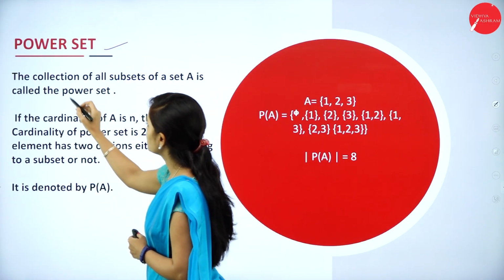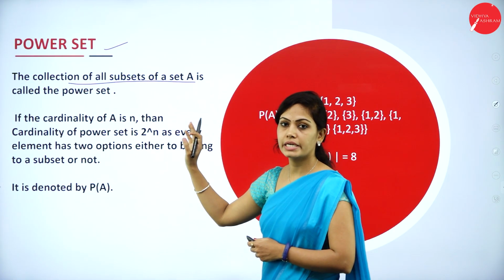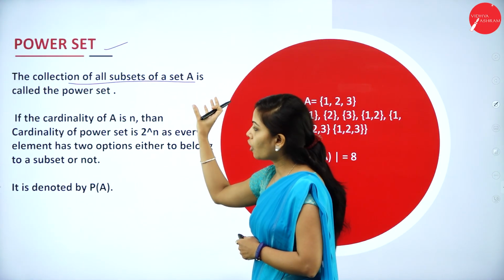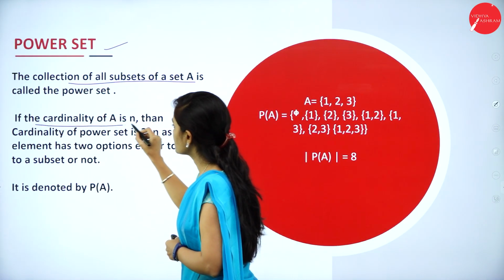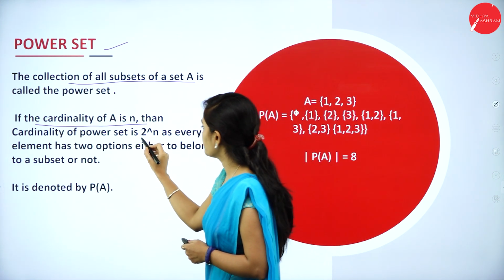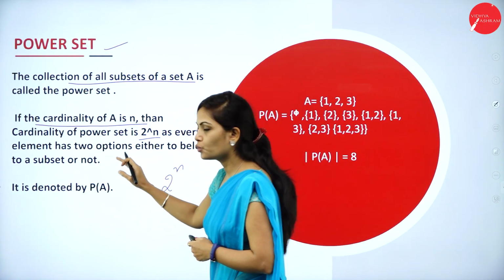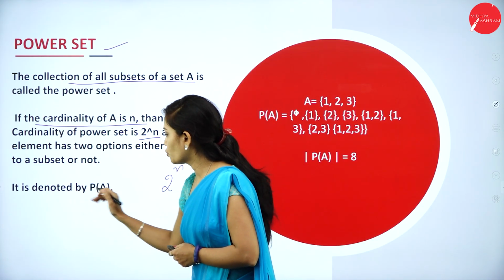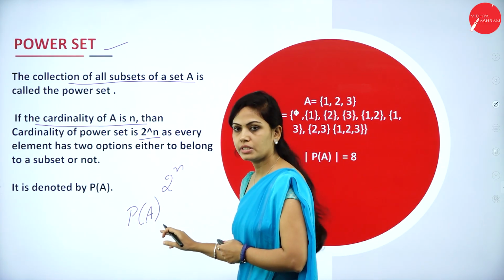So what is a power set? The collection of all subsets of a set A is called the power set. If the cardinality of a set A is n, the cardinality of the power set is 2 power n, as every element has 2 options, either to belong to a set or not. So it is denoted by P of A.